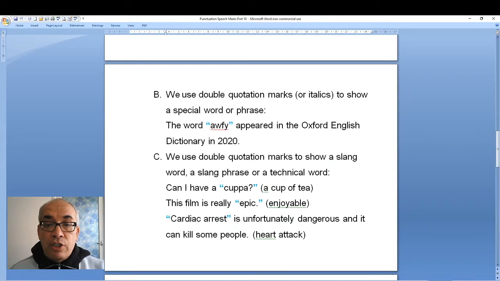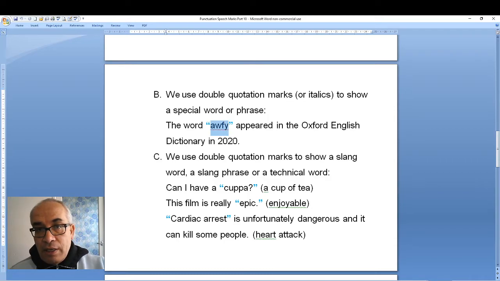We use double quotation marks or italics to show a special word or phrase. So the word "awful" appeared in the Oxford English Dictionary in 2020. So this is a new word in English. In 2019, nobody knew this word. So this is a special word, and the Oxford Dictionary put this special word in the dictionary. So I use double quotation marks before "awful" and double quotation marks after "awful."